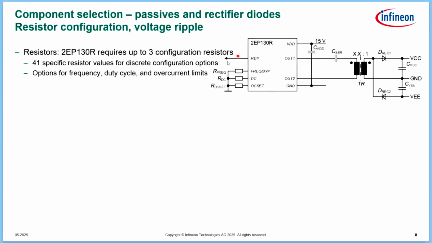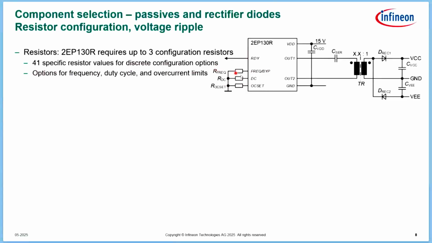In the beginning, we have here up to 3 configuration resistors, depending on which kind of part we are using. But we force our customers to use 41 specific resistor values in this discrete configuration, because these resistor values define exact parameters, and these parameters do not scale. So these are discrete values.